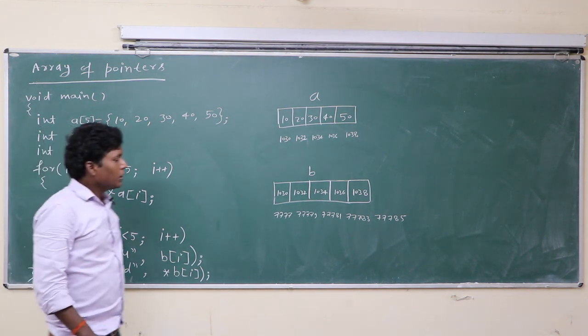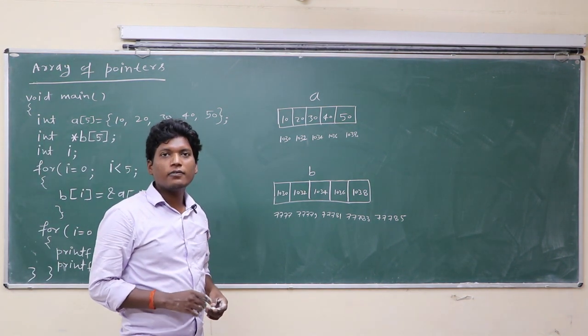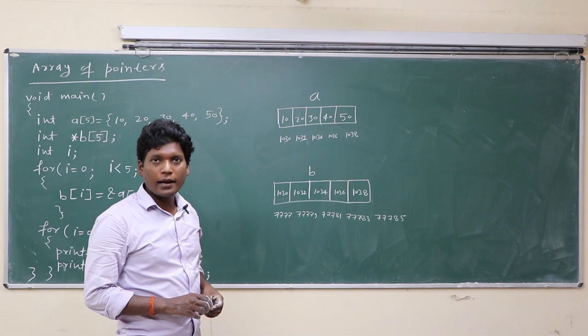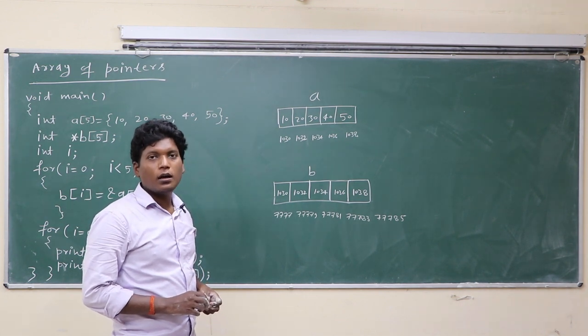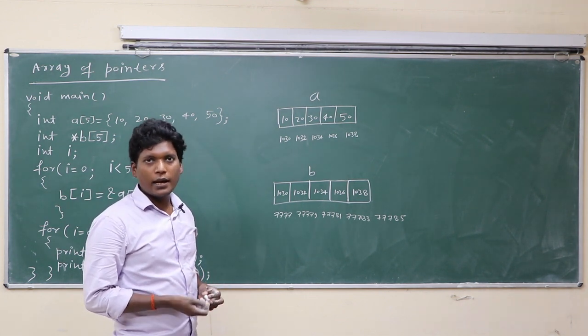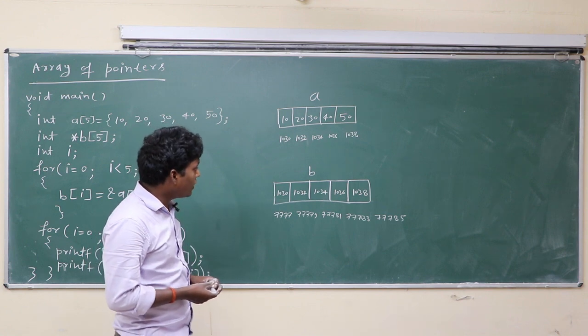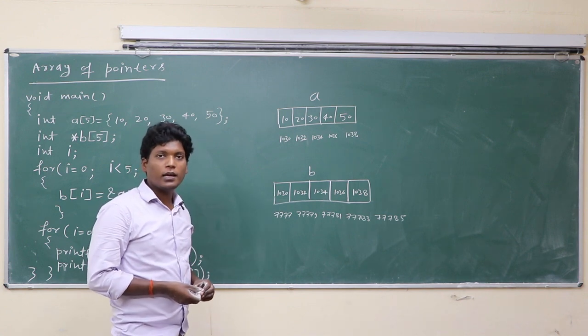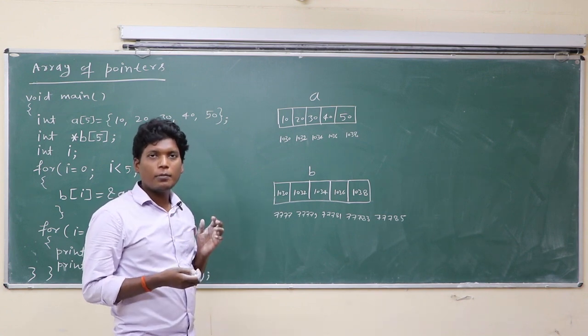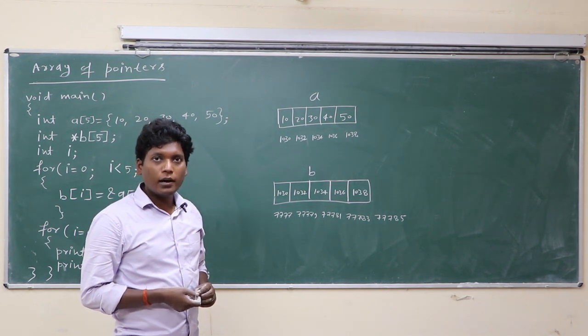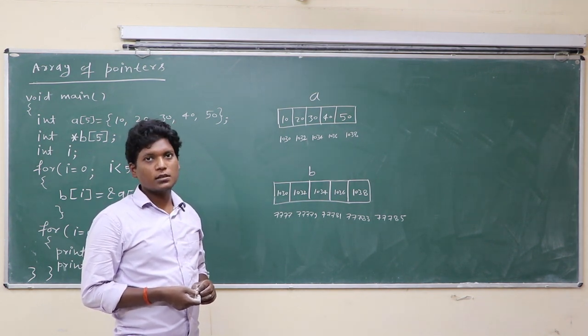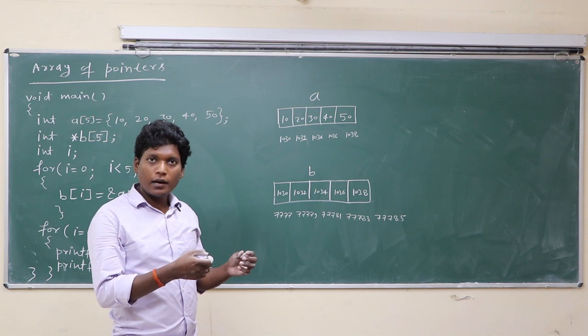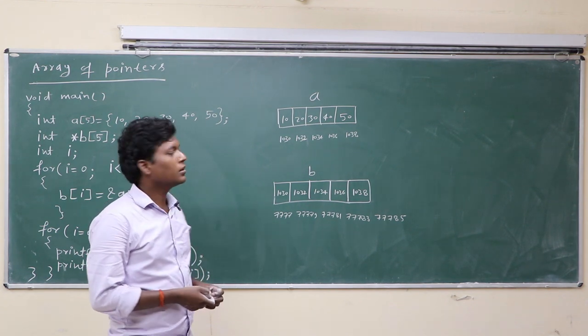Class, we know the array of integers, the array of characters, the array of float, the array of long, the array of double. In the same way, we can also have an array of pointers, which means an array of addresses.